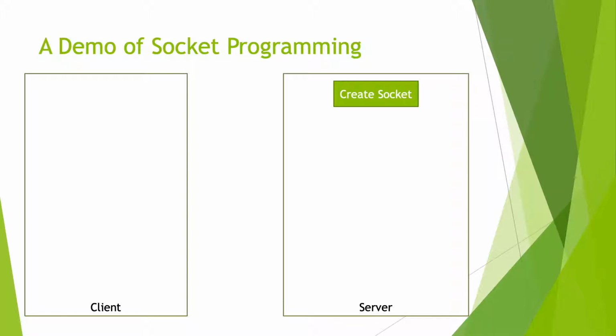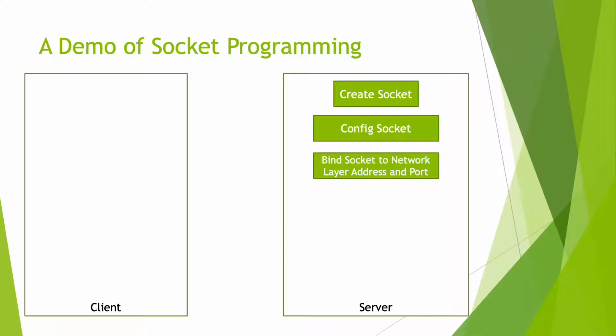First of all, at the server side, you need to create a socket. After creating the socket, you need to configure it, and then you bind the socket to the network layer address and the port, for example, the IP address and the port number. By doing this, you are basically exposing the socket, and you are going to listen for any connection creation request coming from the client.